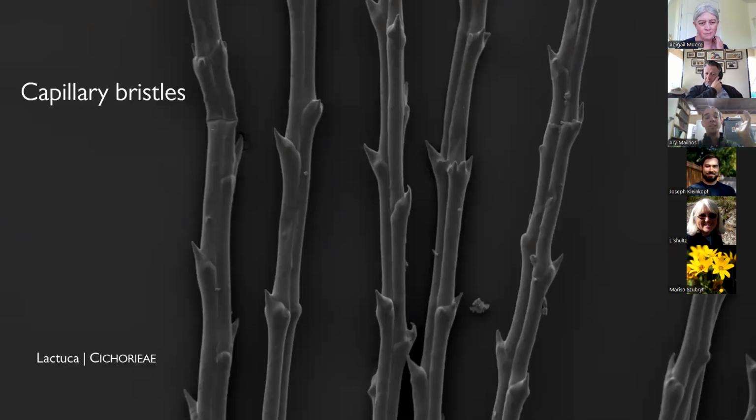So for instance, here we can see what is typically called the capillary bristles, right? This is like a bristle type element, but it is composed of very few cells in cross section, right? So here we can see this in this Lactuca. There are only like 2 to 3 cells in diameter. Very, very thin, delicate elements.